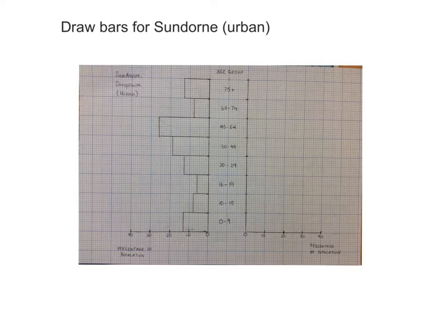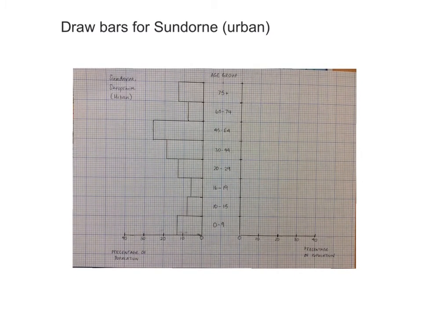Now you can draw the bars for Sundorne, which is our urban part of Shropshire. So I look at the table of data carefully, and for example each small square is equal to 1%. So this first bar tells me that 13% of Sundorne are aged between 0 and 9. So I go to 10 and then simply count 3 small squares to the left, which will take me to 13. And then I draw the bars for all the other age categories.